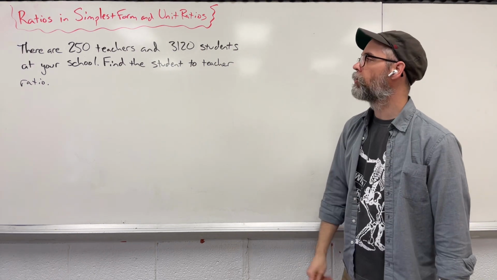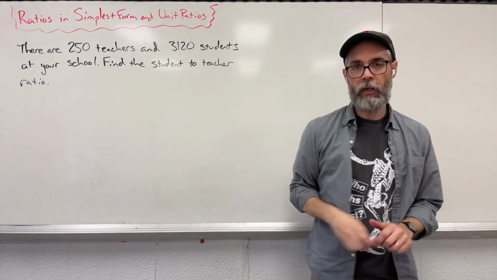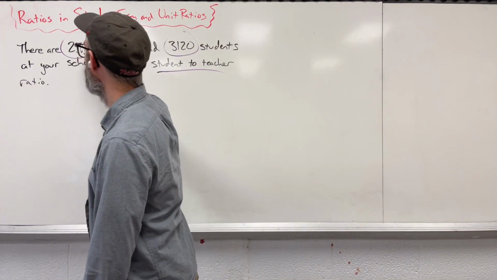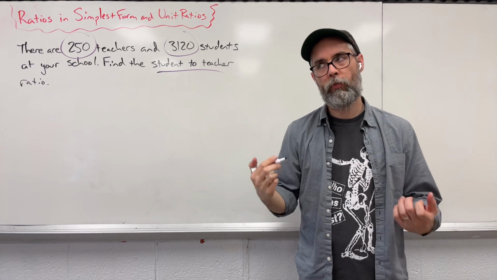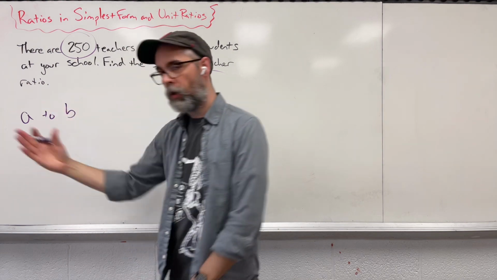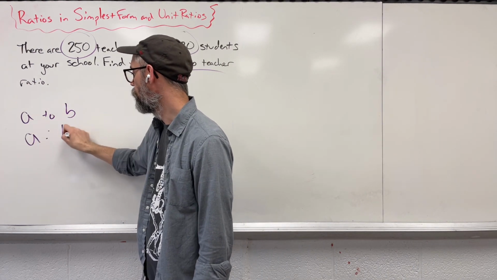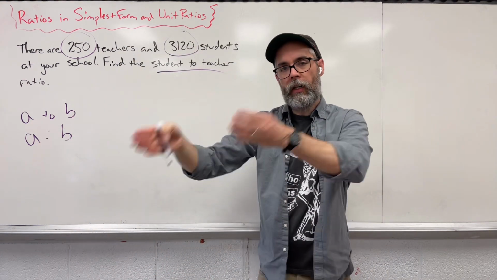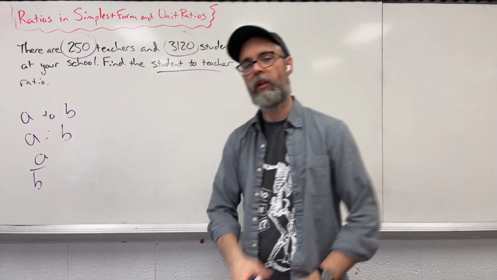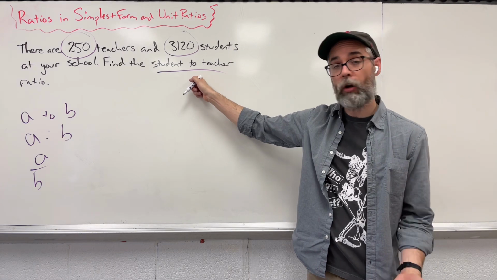We've got 250 teachers, 3,120 students, and we want to find the student to teacher ratio. So I need to know my students, I need to know my teachers, but we can write this in three different ways. We could say one quantity to another quantity, A to B. We could say A colon B, quantity colon quantity. And we could also say this as a fraction. These are three ways to represent the same information. And if you look, we have one of those here in our word problem.